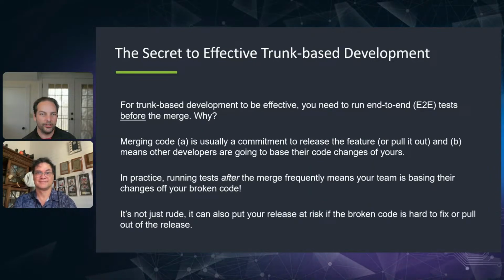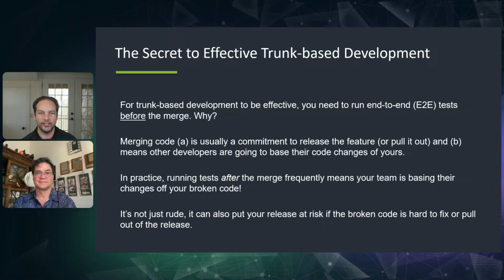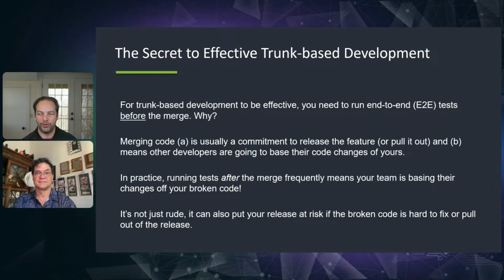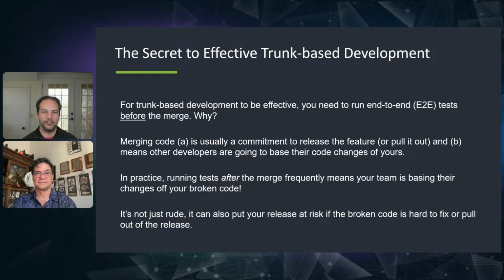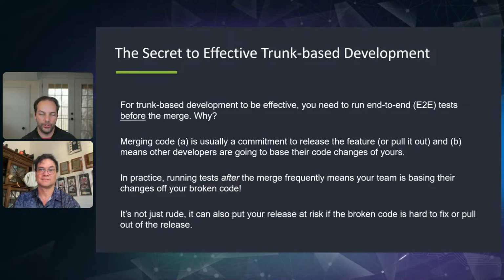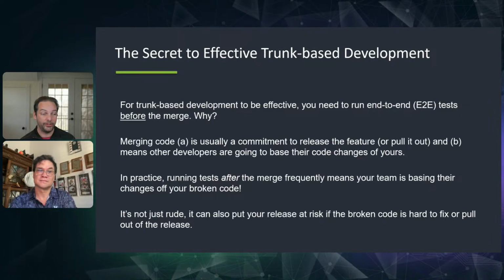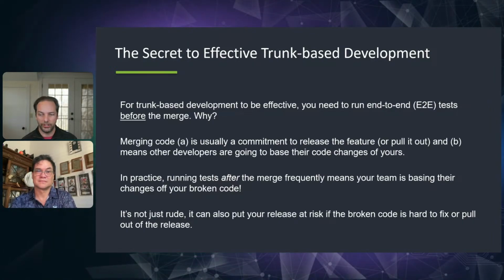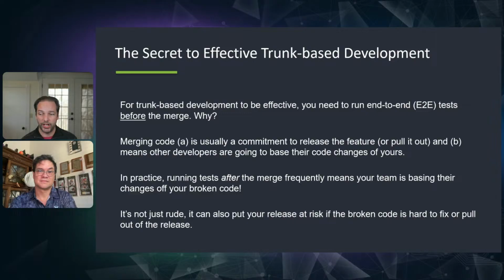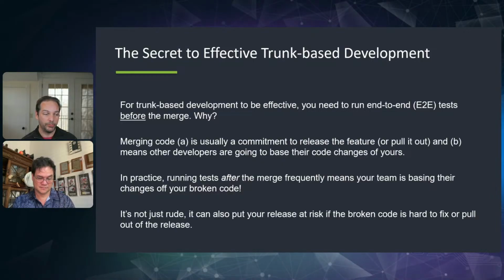And so it turns out the secret to doing effective trunk-based development is to run end-to-end tests before the merge. The reason you need to do that is that merging code is usually, in most environments, a commitment to release the feature. Maybe it's not fully baked, but if I merge it into the release branch or even into the development branch, you're queuing that work up for the next release. And that means I either need to fix what I put in there or I need to pull it out.